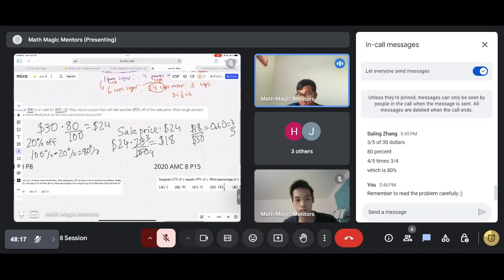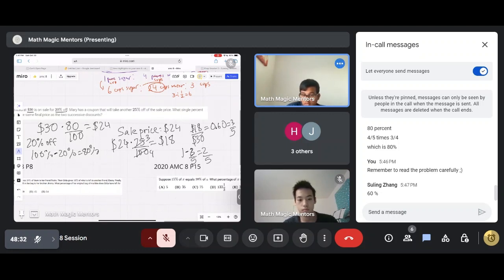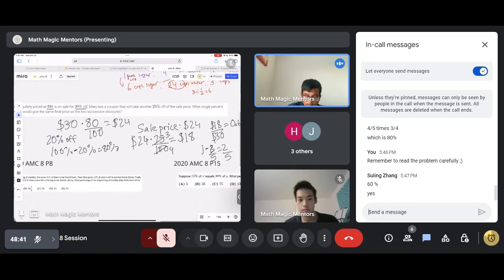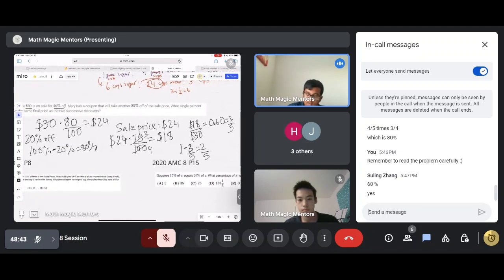So how much of the money is Mary not paying? Mary is not paying 2/5 of the amount of money, right? Because if she pays 3/5, then the thing that's left is 2/5. So Mary doesn't pay that 2/5. She only pays 3/5, right? So if Mary doesn't pay that 2/5, the single percent discount that would give you the same final price as the two successive discounts is 2/5, which is going to be what percent, as we talked about so far.